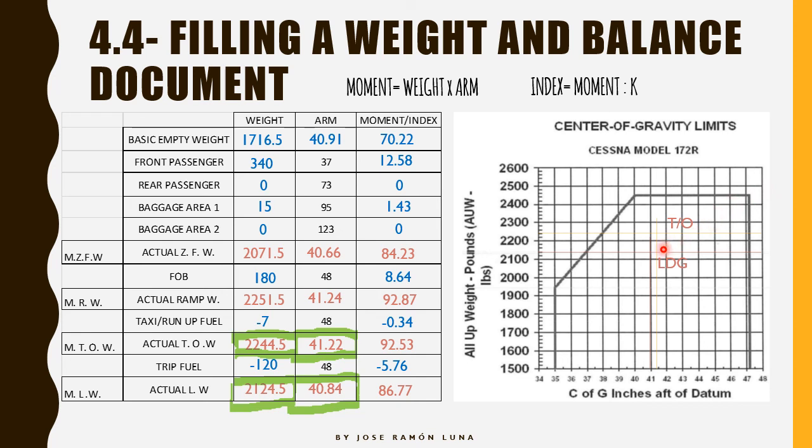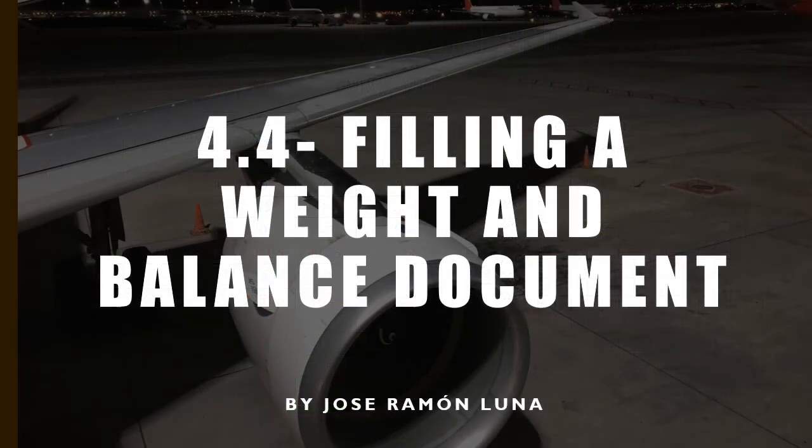We get it right there, so it is inside of the envelope. That means we are safe to fly. If the takeoff point and the landing point are inside of the envelope, that means our weight and balance is correct and we are fit to fly. So, after having finished this lesson, you've successfully completed the planning section of this course.